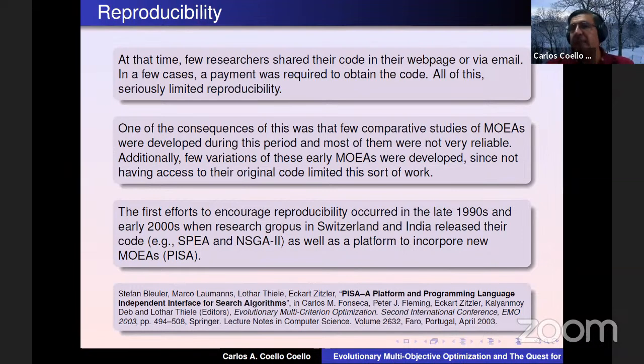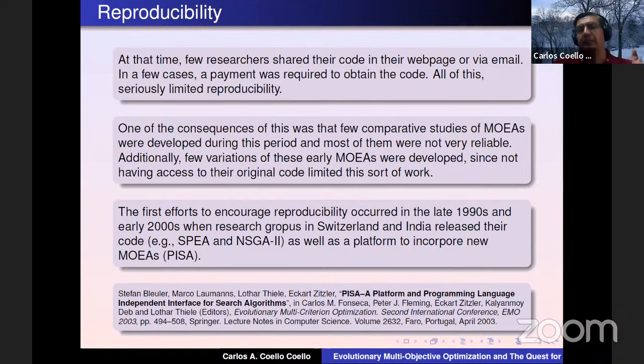So still, people trusted somehow these comparative studies conducted in the mid-90s, but as I said, they were not very popular. So not having the code, I believe, was a serious limitation at that time for the development of the field, clearly from the mid-90s to the early 2000s.